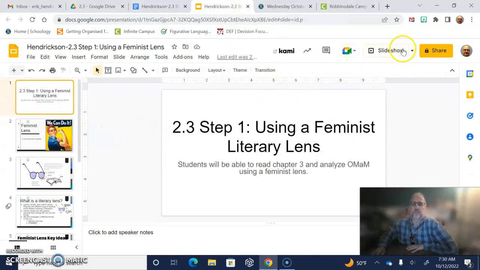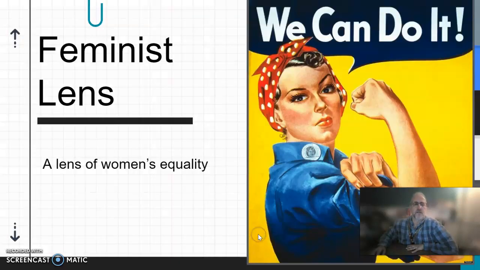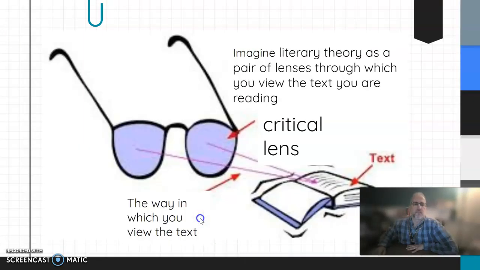All right. So like I said, we're looking at using a feminist literary lens. Try saying that fast 5 times. So your learning target is you'll be able to read Chapter 3 and analyze Of Mice and Men using a feminist lens. A feminist lens is the lens of women's equality.